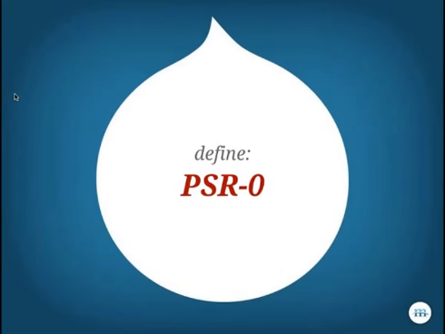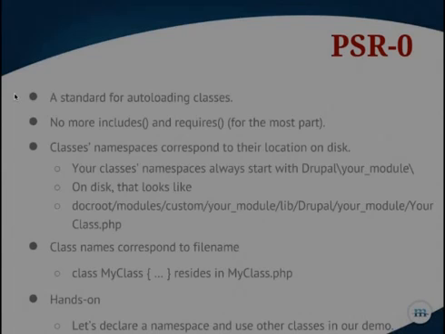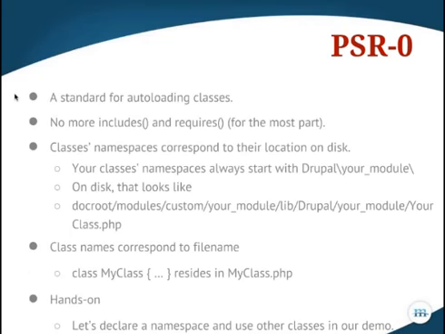Next is PSR-0. PSR stands for Proposal for Standards Recommendation, and basically it's an agreement put forth by the PHP community, specifically the Framework Interoperability Group. And the goal of PSR-0 is to define a standard way for us to define and write our classes and the file structure that they're put into, to make it easier to auto-load those classes.